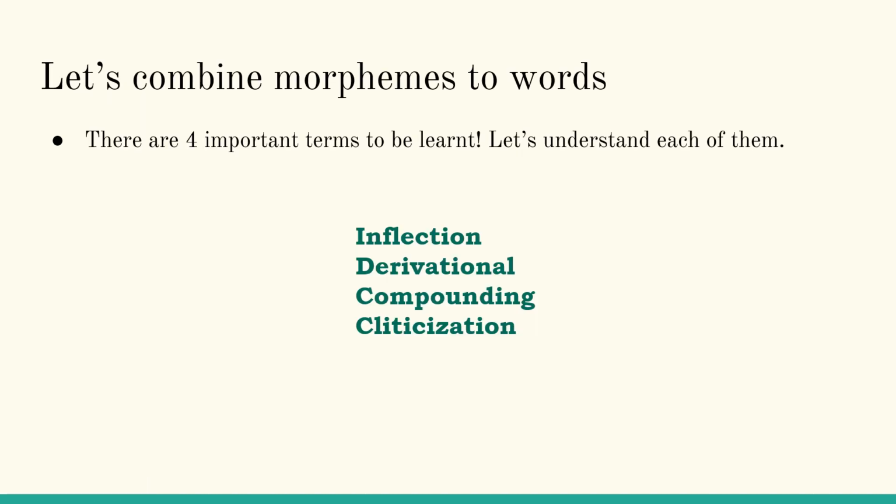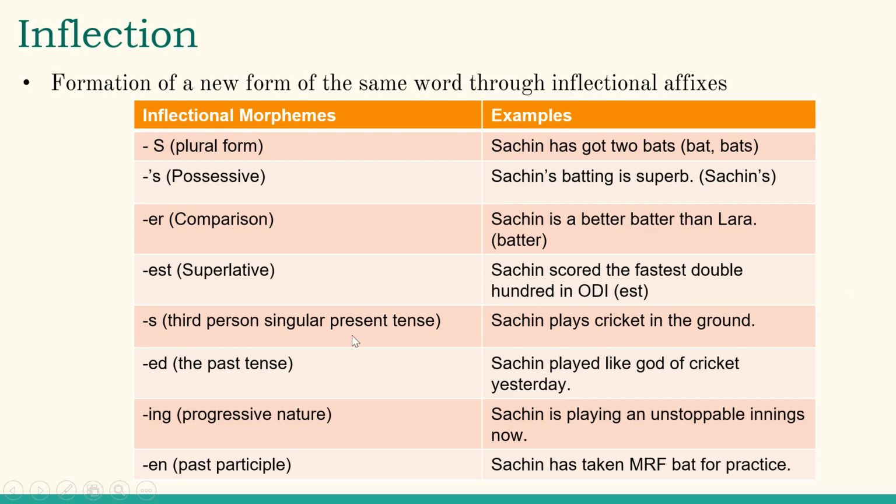We are going to combine morphemes to words. There are four important terms or methods which are very important to be learned, and we are going to go by that right now. The first one is inflection, second one is derivational, third one is compounding, the fourth one is cliticization. So we are going to go through all these four clearly one after another, and that will help us in understanding things better. We will first go with inflection. What is inflection? Very simple.